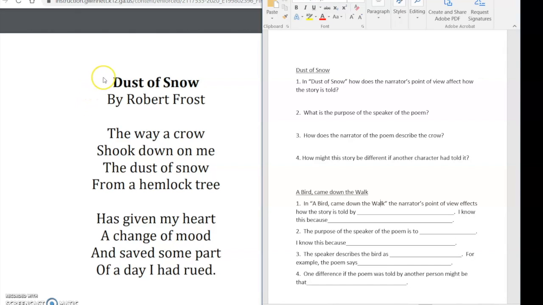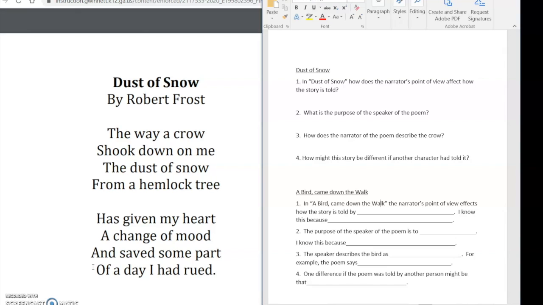So this is Dust of Snow by Robert Frost. The way a crow shook down on me the dust of snow from a hemlock tree has given my heart a change of mood and saved some part of a day I had rued.